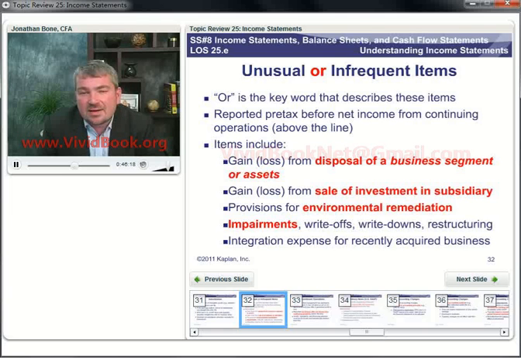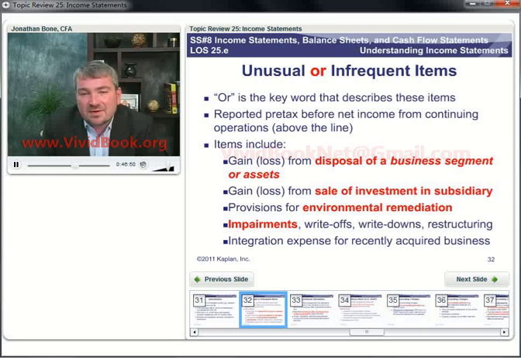Impairments. Now impairments are when essentially the fair value of a balance sheet asset has fallen below its carrying value. Whenever you hear the phrase carrying value, it just means the value in the balance sheet. So if fair value has dropped below the carrying value, you have an impairment and you have to reduce the balance sheet value of the asset in the balance sheet. This reduction in the asset goes through as an unusual or infrequent item as an expense in the income statement. Write-offs and write-downs are a bit like impairments, but they tend to relate to inventory.